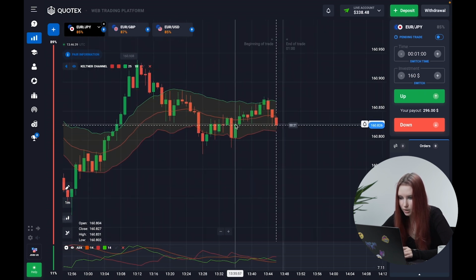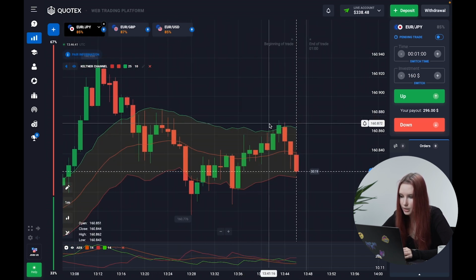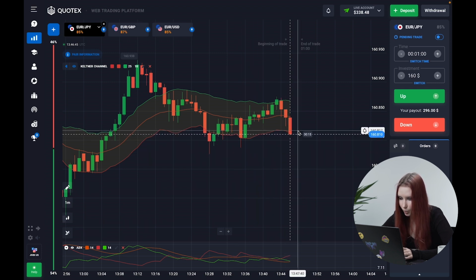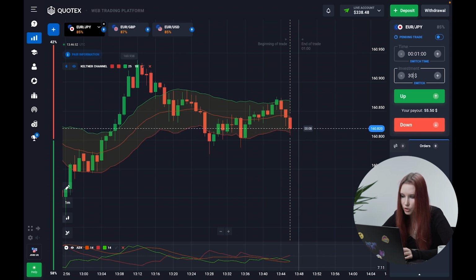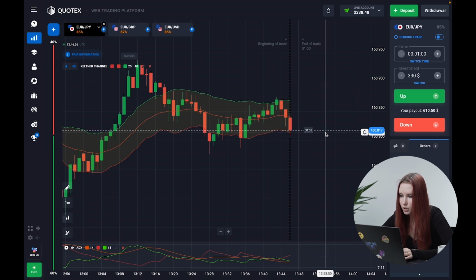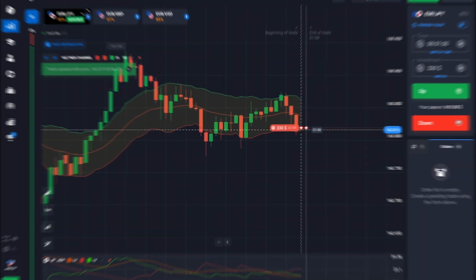Okay, I see price at the lower band of Keltner and it tells me, guys, tells you where the price will go right now. I'll definitely put here $330 in my investments. You know that we're trading on 1 minute time frame. Don't forget about this. And here I want to open a trade down. Let's go.